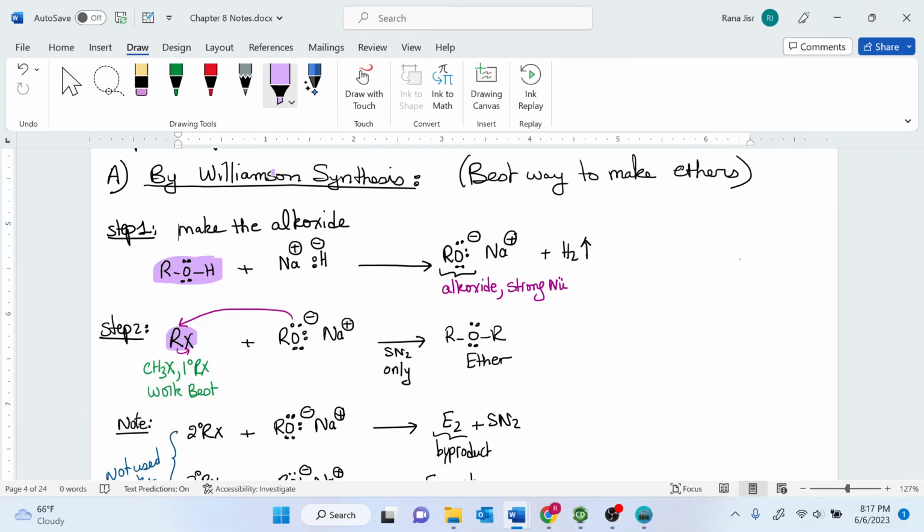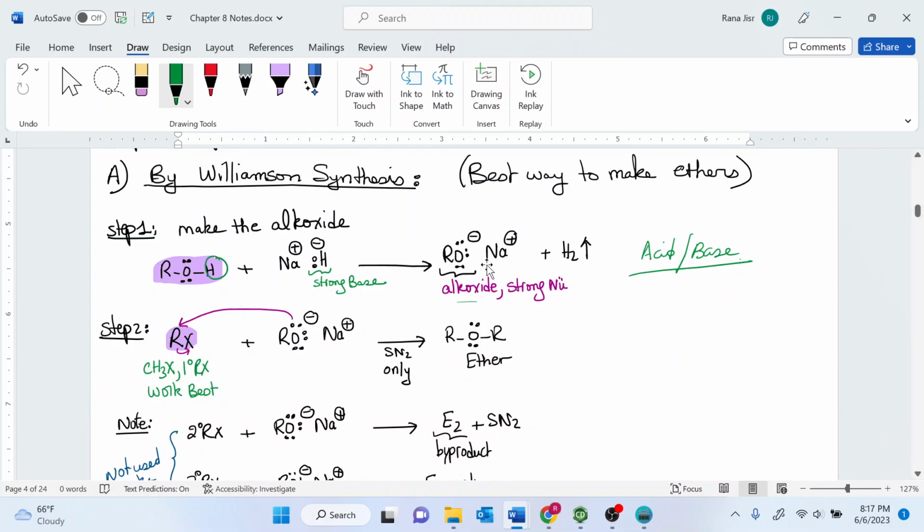You combine those together by a two-step reaction. So the first step, you take the alcohol and you react it with a base. Now the base that you are going to use, as we mentioned, needs to be a strong base so that it can take the acidic hydrogen and make the alkoxide. So the first step in the Williamson synthesis is an acid-base reaction. This is the first step.